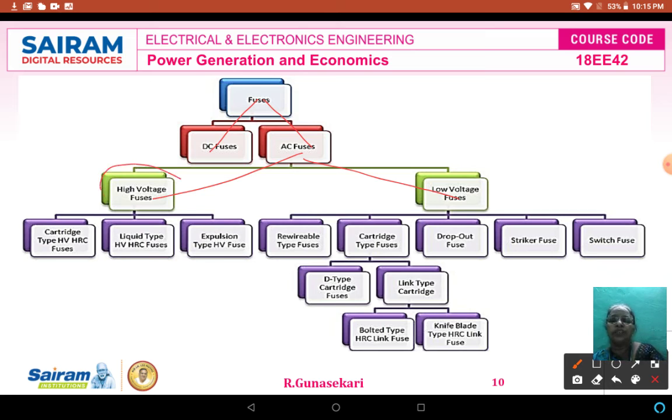High voltage fuses are used in the substation. They are classified into cartridge type fuses, liquid type fuses, and expulsion type fuses. Low voltage fuses are classified into rewirable fuses, which you already used in the lab, and then cartridge type fuses, drop out fuses, striker fuses, and switch fuses. Cartridge fuses are classified into D type and link type cartridge fuses. Link type fuses are classified into bottled type fuses and knife blade type fuses.